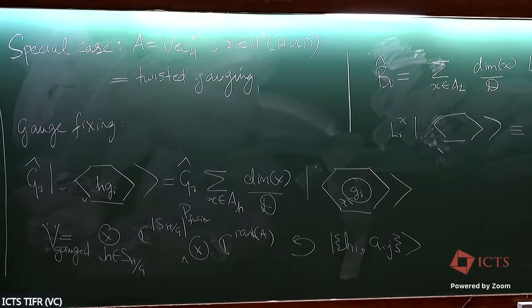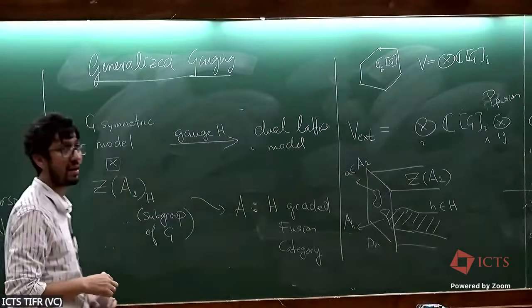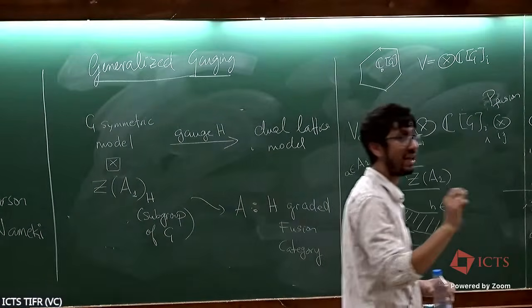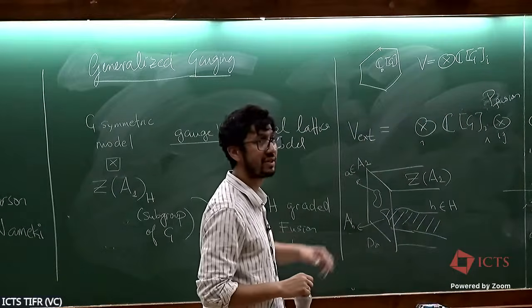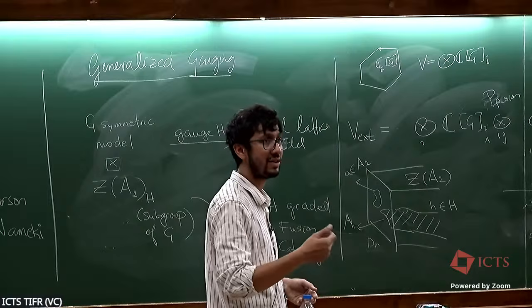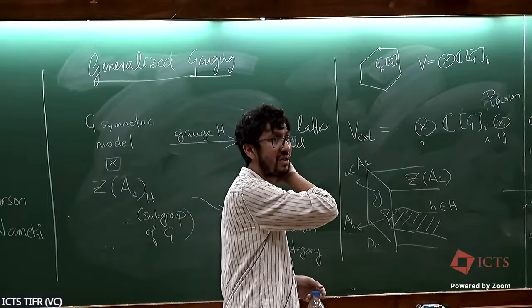Because I want to do a more general thing, and the more general thing involves stacking with some MTC, a non-chiral MTC, and then gauging. If I didn't want to do that, you're right, I would just be introducing some H. And you see the rank of A is just the order of H, if A is vec H.